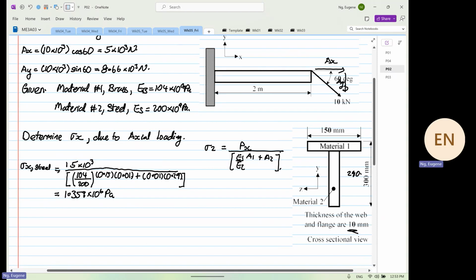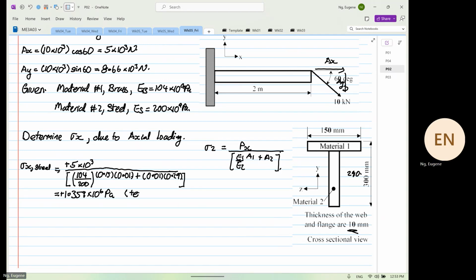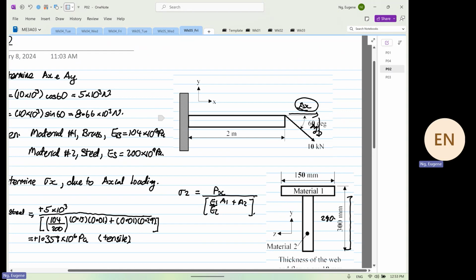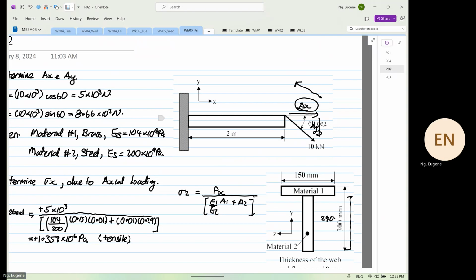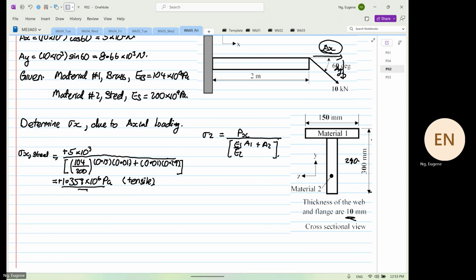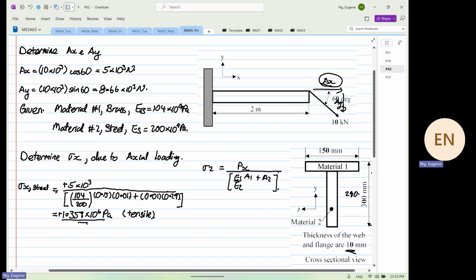And the fact that this is positive. Okay. Positive, why? Because it's under what? Tensile. Because AX, right? AX is pulling which way? It's pulling towards the right. If in the term test, the question comes like this, what will happen? It will be under compression. Are we clear? Okay, it's not just plugging in formula. You need to know plus or minus. Are we clear? Okay.